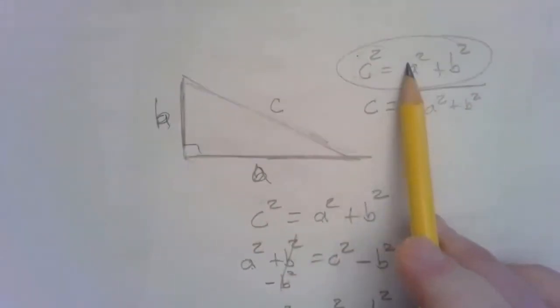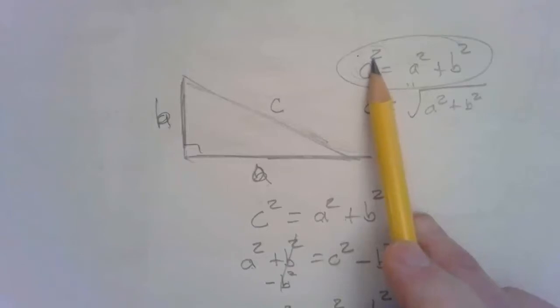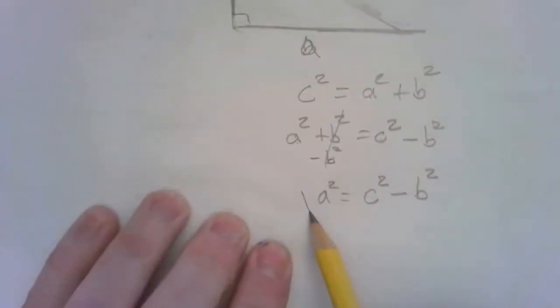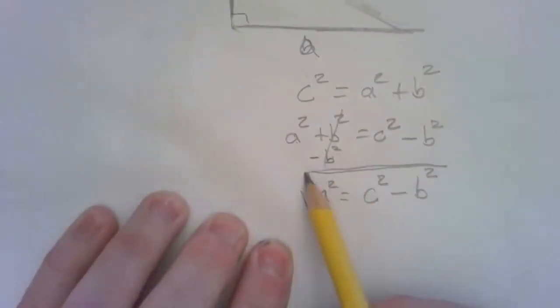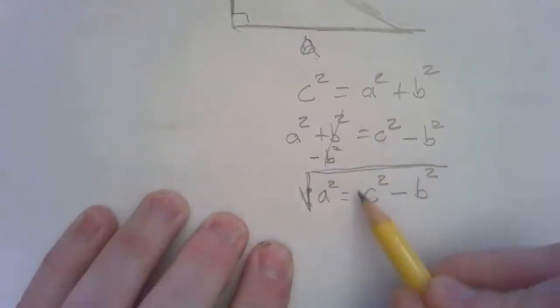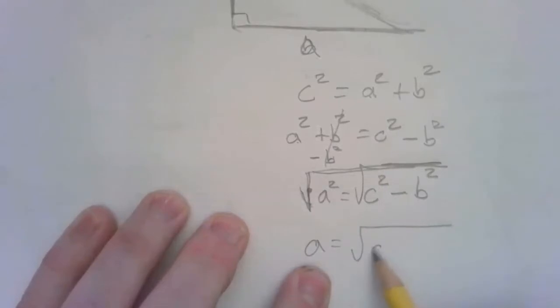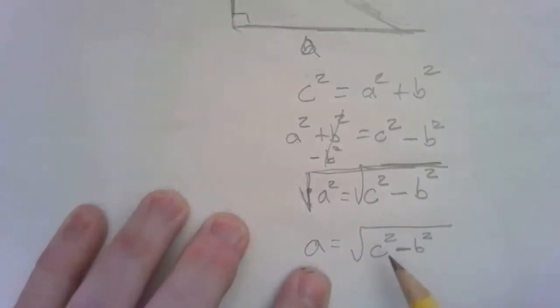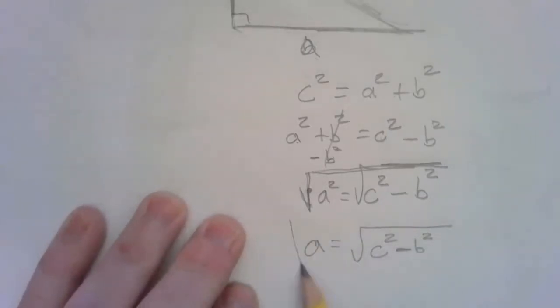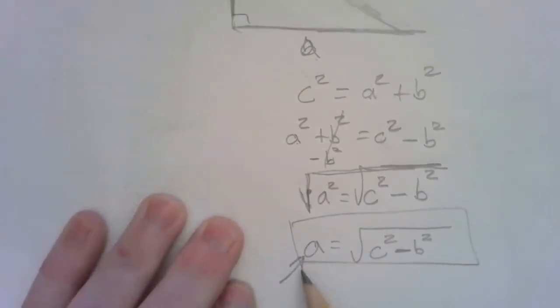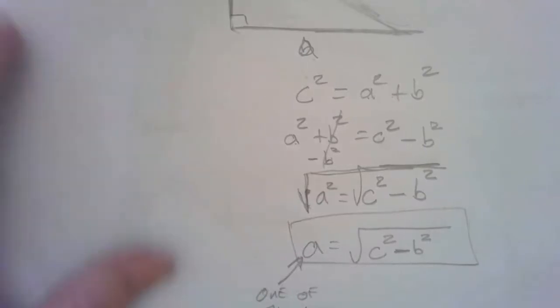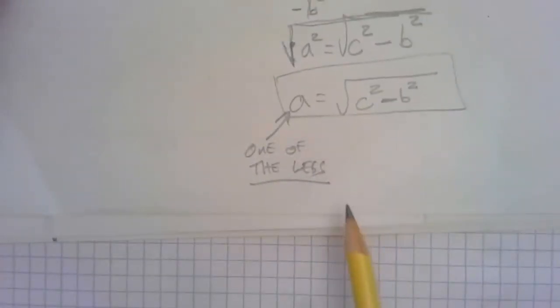And just like up here, to get the variable by itself and not squared, we take the square root of both sides, which is going to give me a equals the square root of c squared minus b squared. Remember, if there's a plus or a minus here, we can't break that up. This is the best we can do. So this is what we're going to use whenever we need to find one of the legs, one of the non-hypotenuse parts of the right triangle.